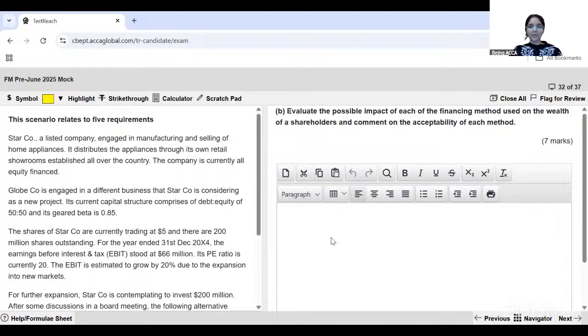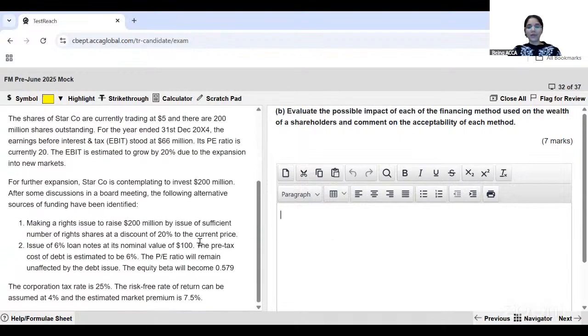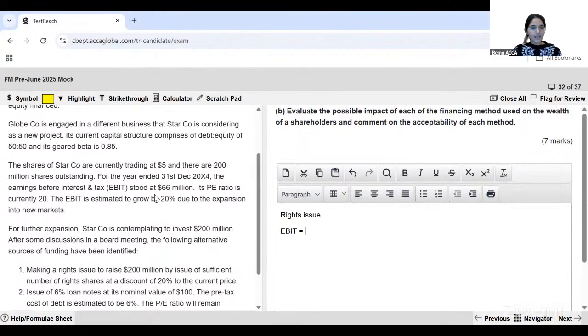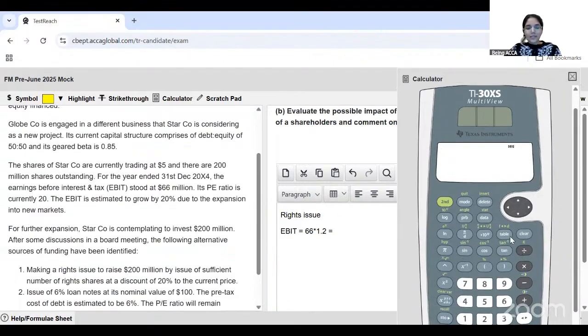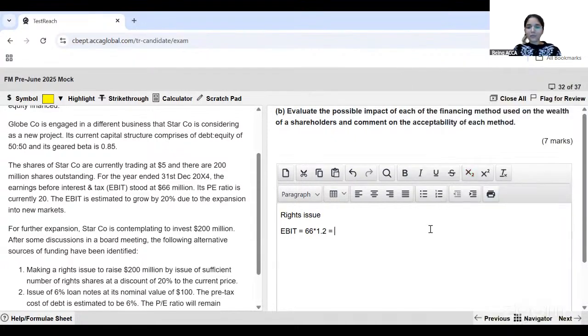The expected PBIT, let's consider both of the scenarios one by one. Let's first talk about the rights issue. So if we go ahead with the rights issue, the EBIT, earnings before interest and tax, is going to grow by 20%. Currently, my earnings are 66. So 66 multiplied by 1.2. This is what my earnings are now going to look like. Let's calculate how much this will come out to. 66 multiplied by 1.2 gives me 79.2. This is my EBIT.